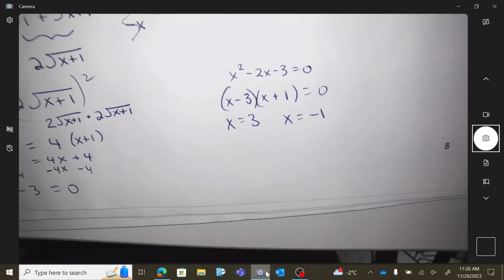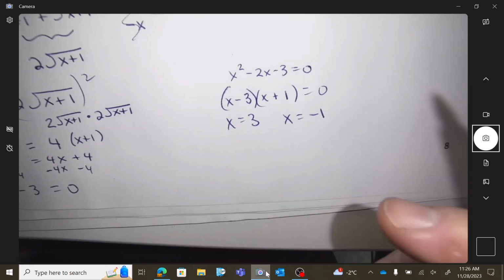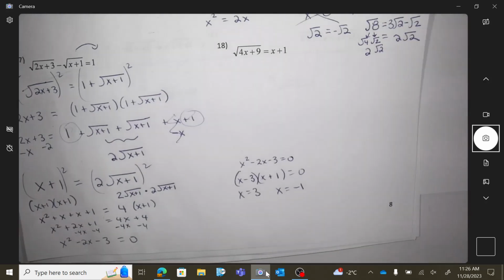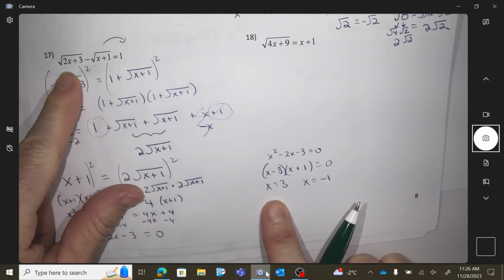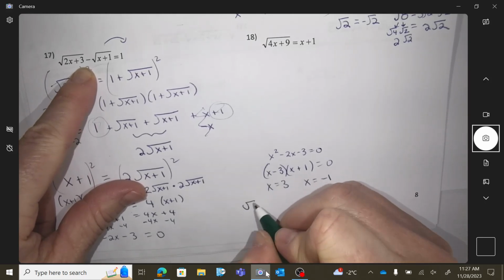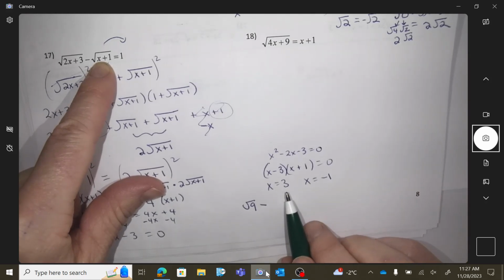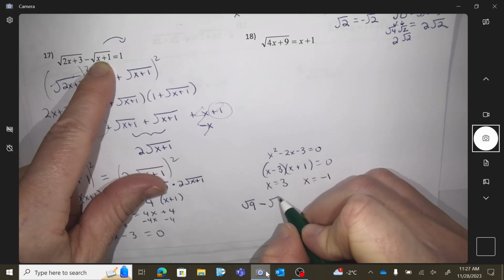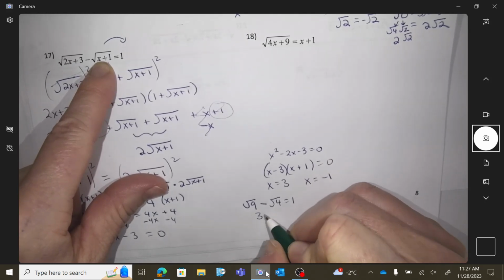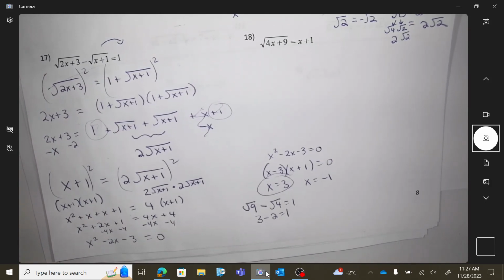Okay, now you're going to have to check your answer. So let's talk about if we were to plug a 3 in. So 2 times 3 is 6 plus 3, so it'd be the square root of 9 minus, if I put a 3 into this, 3 plus 1 is 4. 3 minus 2 equals 1. Yeah, that ended up working out, right?